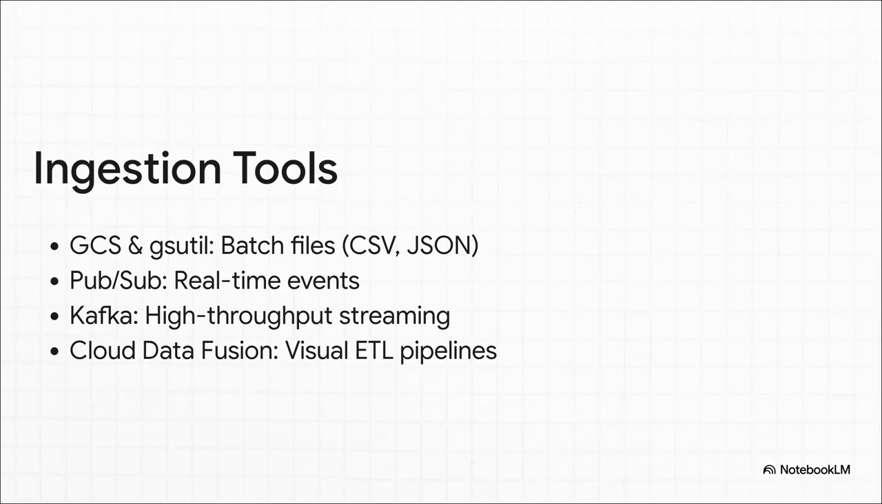So what tools does GCP give us to handle all these deliveries? Well, for those big batch files, you've got a super handy command line tool called gsutil that just zips files right into Google Cloud Storage. For the real-time stuff, Pub/Sub is your go-to message queue. If you've got an absolutely massive fire hose of data, you can use Kafka. And hey, if you're someone who prefers a more visual, drag-and-drop way of building things, there's Cloud Data Fusion for that.